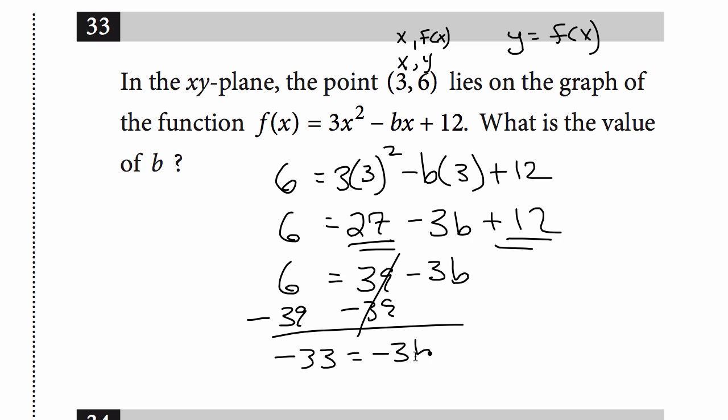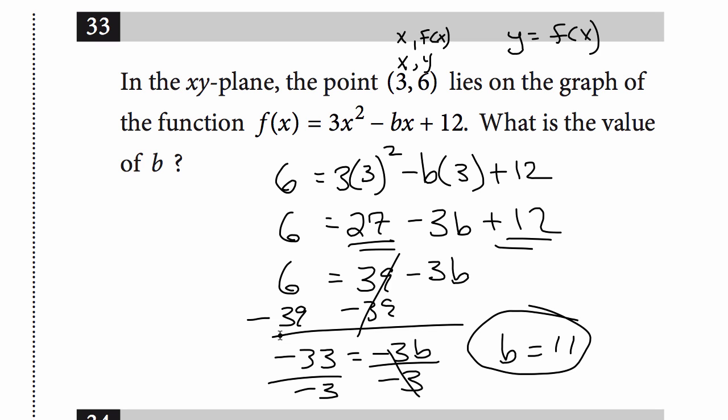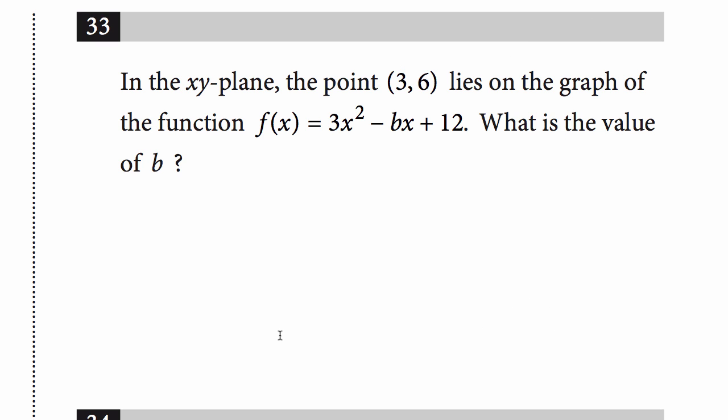Equals negative 3b. Divide by negative 3, divide by negative 3, and b equals 11, and you are done. That's it. Let's move on to the next one.